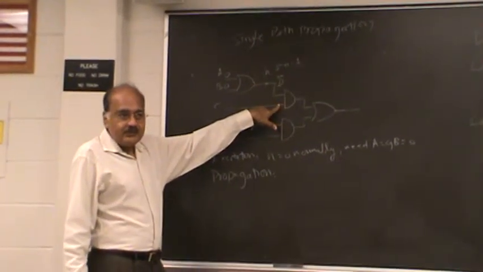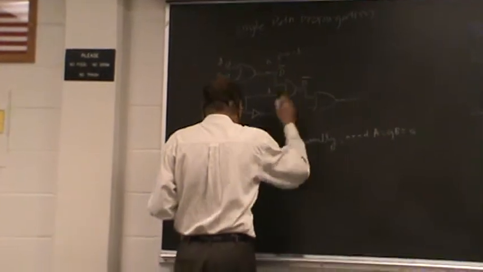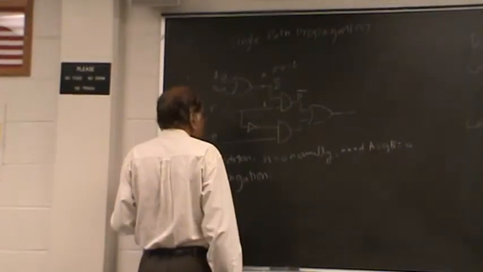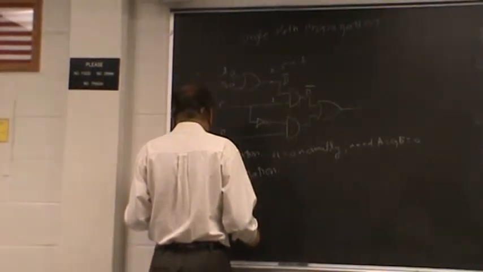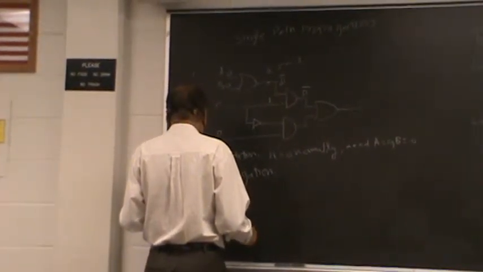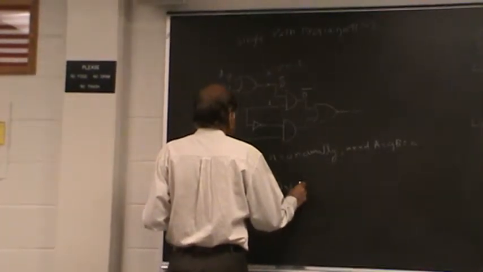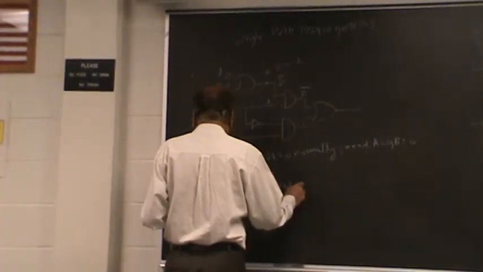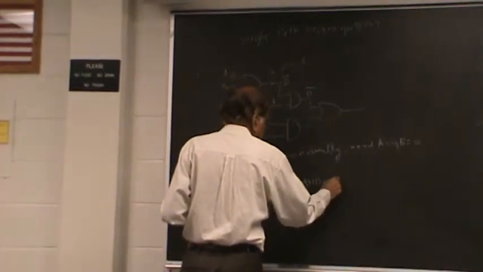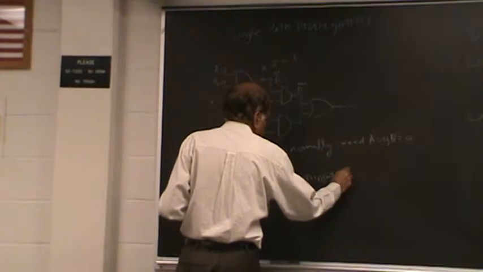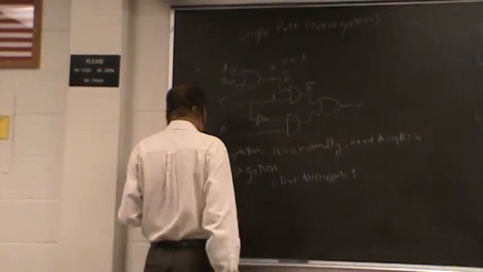We need a 1 here, right? Okay, so we put a 1 here. So we get a D bar, and let's note it down. So the other AND input is equal to 1. So we got a D bar here.